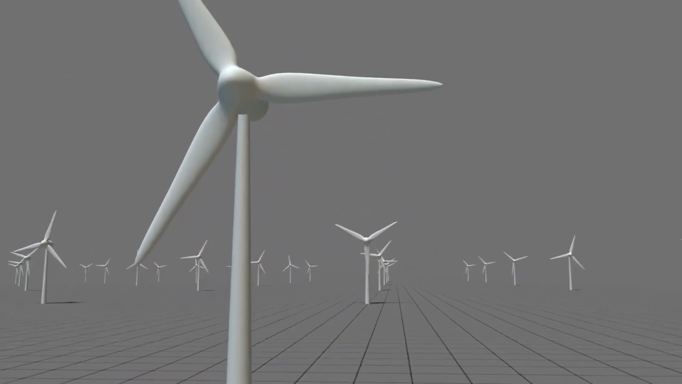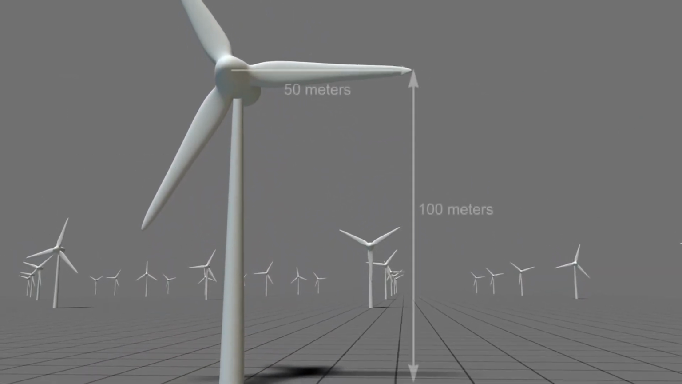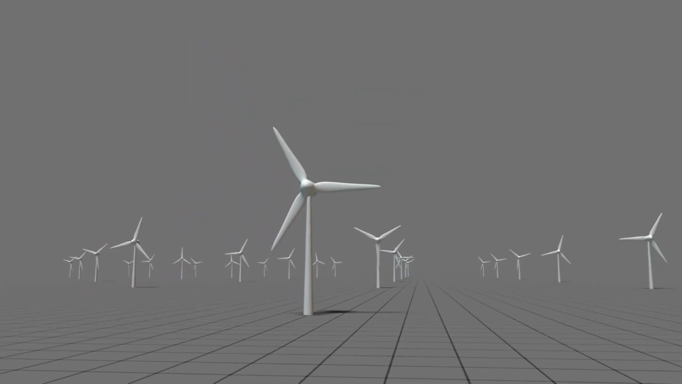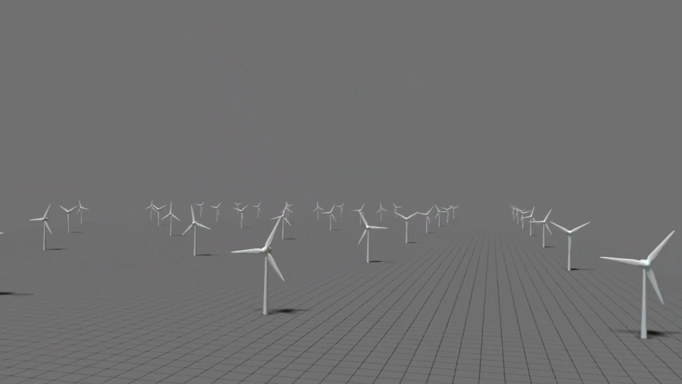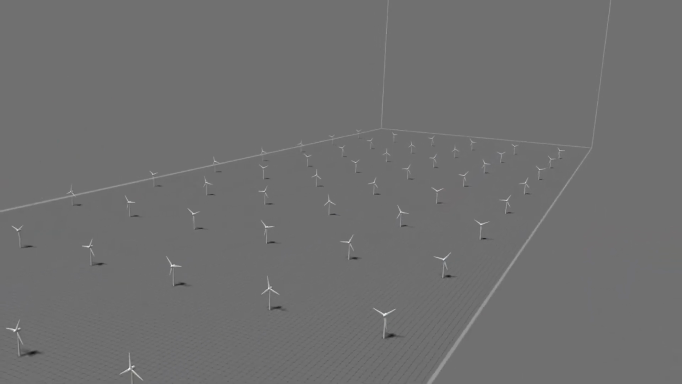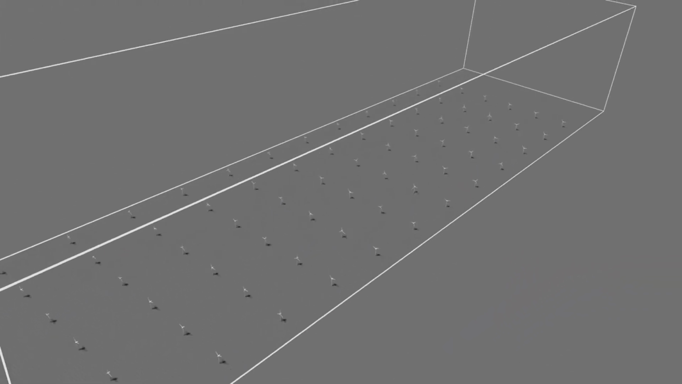Next is wake effects. Turbulence in the wake of one turbine can affect nearby turbines, reducing their efficiency. Turbulent wakes can disrupt airflow to downstream turbines, causing them to generate less power.